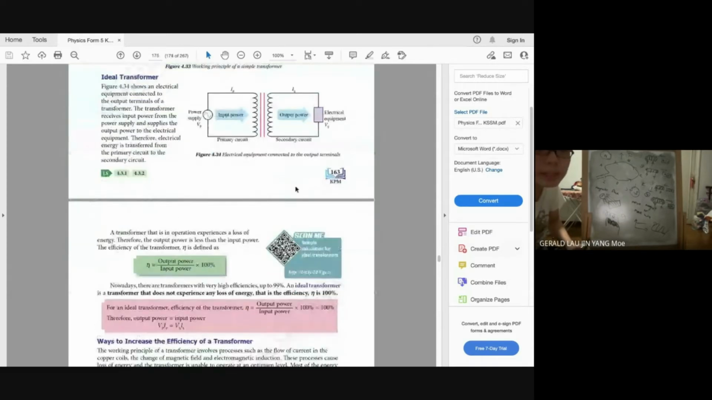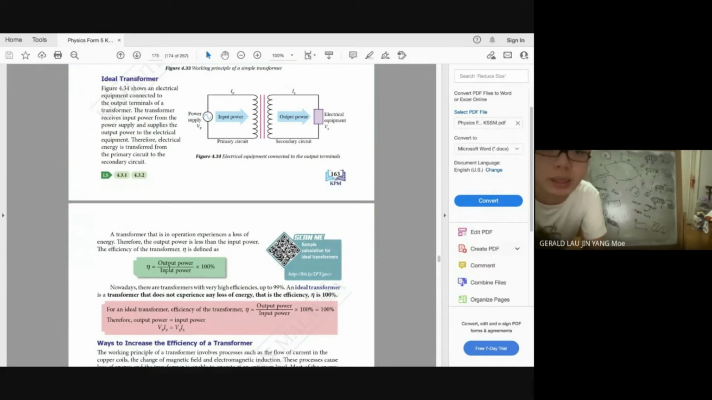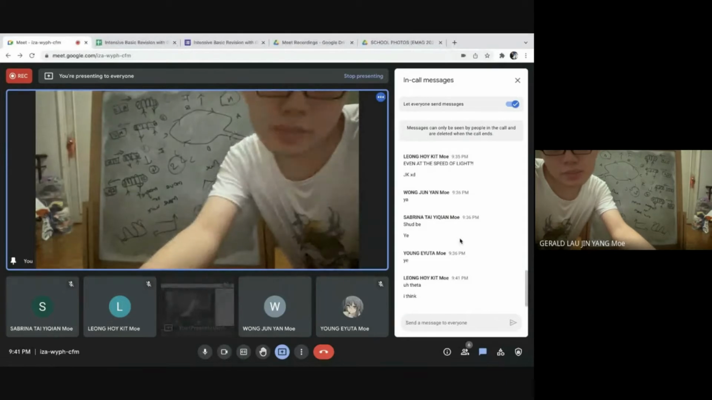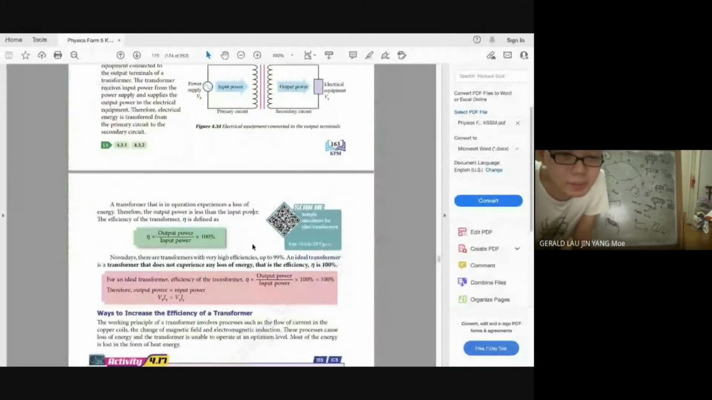Ideal transformer. What does it mean, ideal transformer? Ideal transformer means no power is lost. But we will have the formula to calculate the efficiency of the transformer, which is, I forget what this symbol is called already. Can you all remember? Output power over input power times 100%. Okay, theta. It's called theta, is it? Never mind, maybe later on, if I remember, I'll search it.